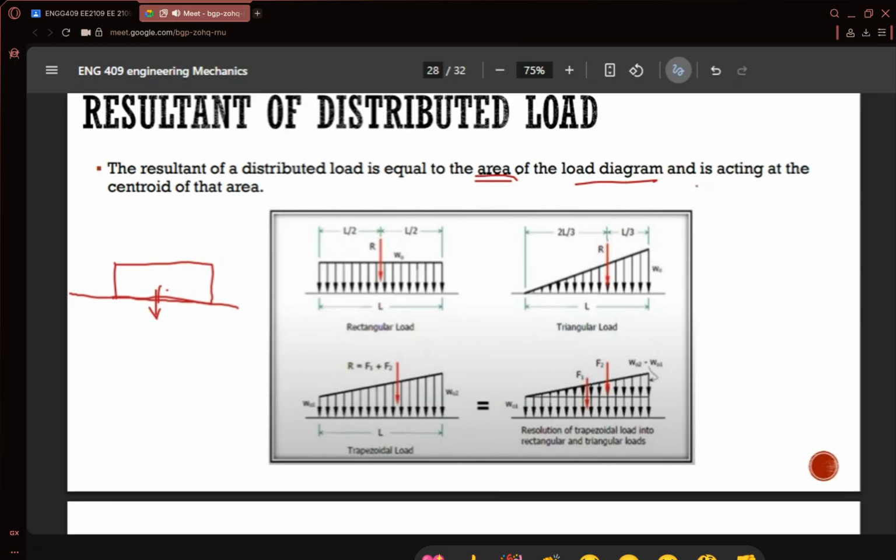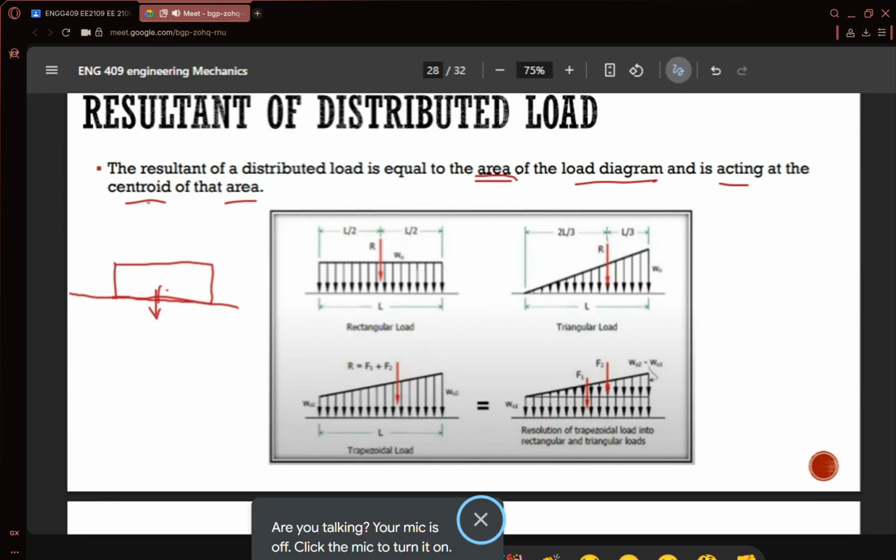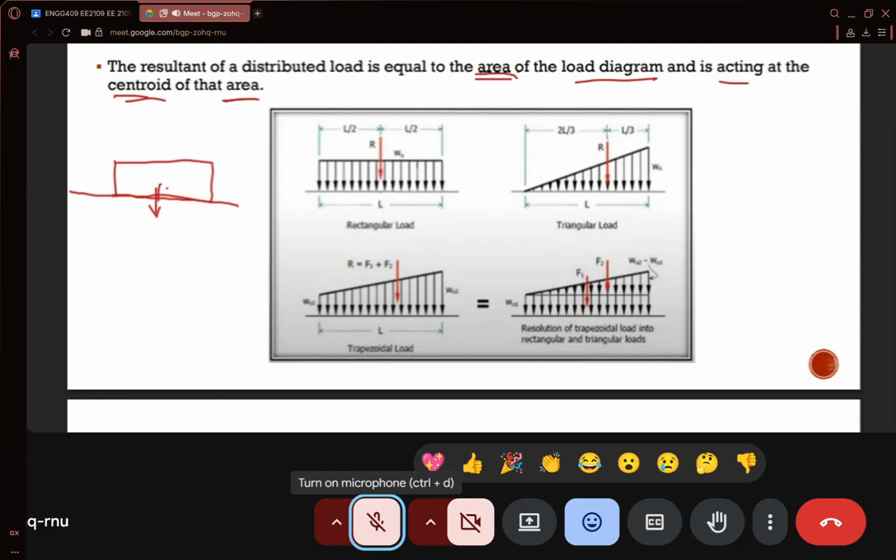Okay? How about the position? It is acting at the centroid of that area. So for example, given a rectangle like this, or a parallelogram, you will need to determine the centroid of that area. For a rectangle, it's located usually at the center. By center, we mean half of the length. Okay, so that is the centroid for your rectangular load. What about for a triangular load? For a triangular load, this is sometimes tricky because depending on your reference point, here or here, your answer may vary.